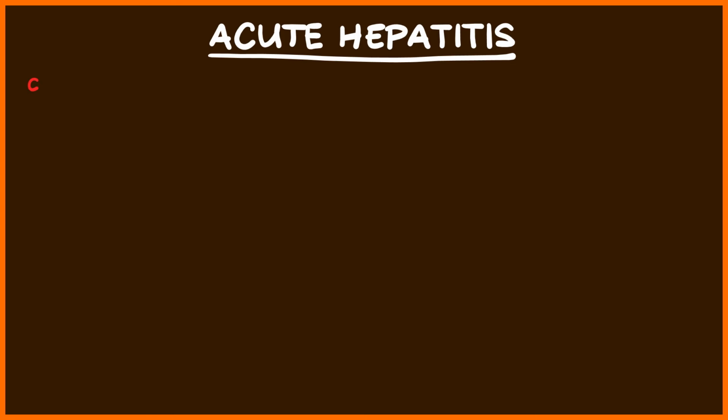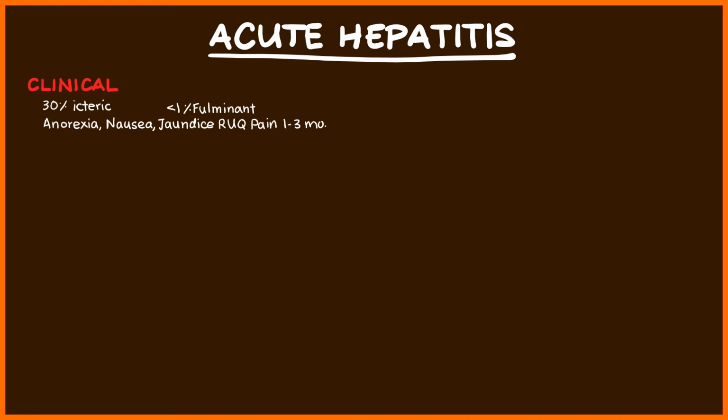treat it. Clinically, a majority of the time, around 70% of the time, it'd be subclinical and patients won't feel anything. 30% of the time, it can present as icteric hepatitis, in which patients have anorexia, they feel very nauseous, they're jaundiced, they can also experience right upper quadrant pain, and this lasts about 1 to 3 months, and they typically get over it, and then they just move on with their lives. Unfortunately, you can get fulminant liver failure due to acute hepatitis, but that is less than 1% of the time. So the majority of the time, adults especially will tend to clear it.